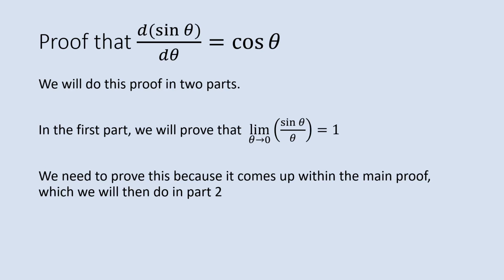Part one, though, is going to be a proof that the limit as theta goes to 0 of sine theta over theta equals 1. Why are we proving that? We're proving that because it actually comes up in part two. So our strategy here is to prove that first part, and then when it comes up in part two, the direct proof that the derivative of sine theta with respect to theta is cos theta, we'll be able to just sub in the result.